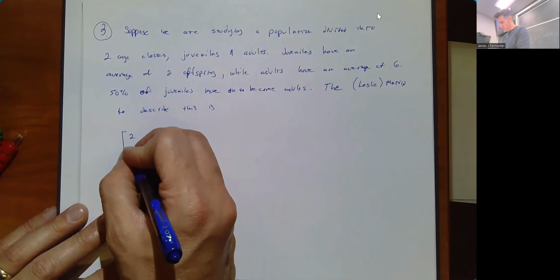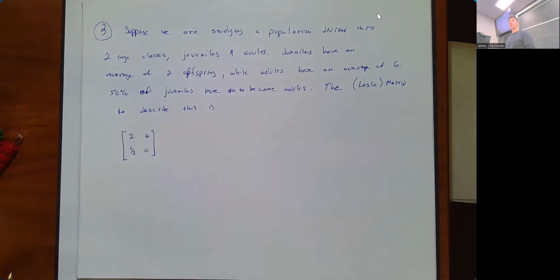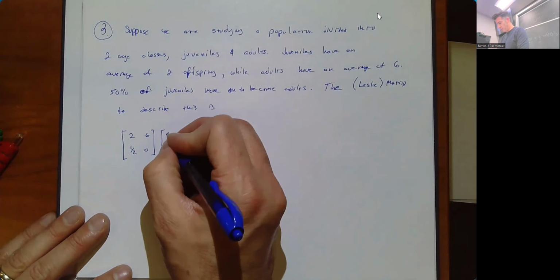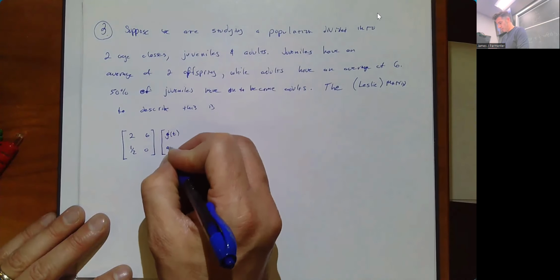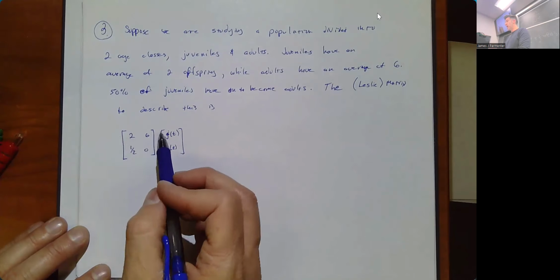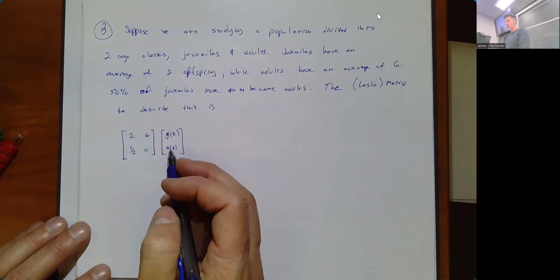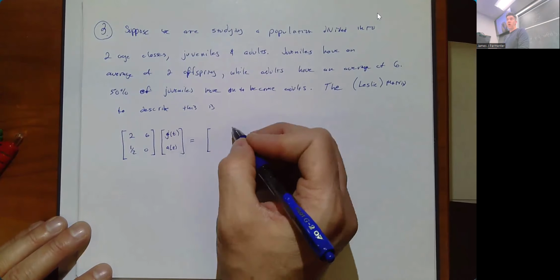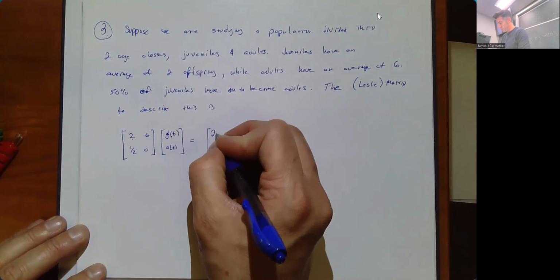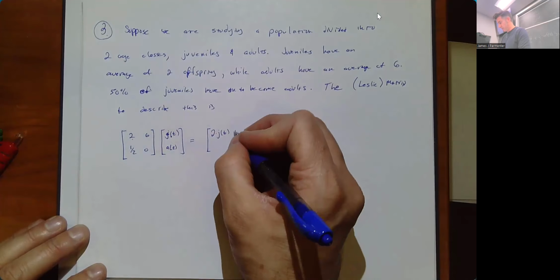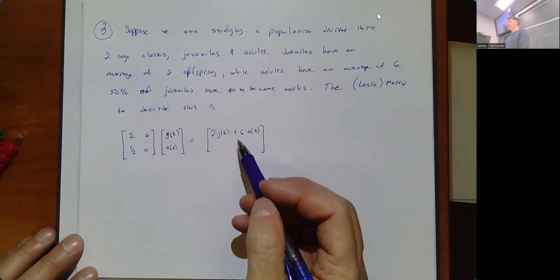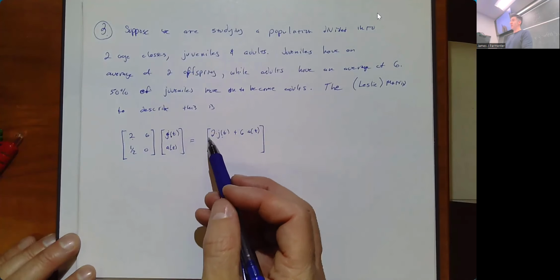2, 6, 1/2, 0. Here's why that's the case. If we think about this multiplying by the number of juveniles at time t and the number of adults at time t, I'm going to get 2 times the number of juveniles plus 6 times the number of adults. So the new juveniles, the new offspring: I'm going to have 2 times the number of juveniles because each juvenile on average produces 2 offspring. I'm going to have 6 times the number of adults for the same reason. Each adult on average produces 6 offspring. So however many adults there were, I have 6 times that number of offspring, and however many juveniles there were, I have 2 times that number of offspring.